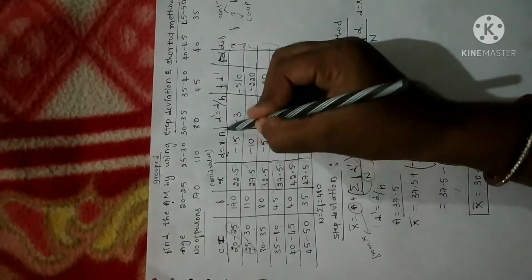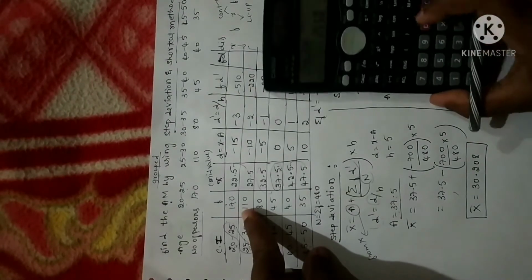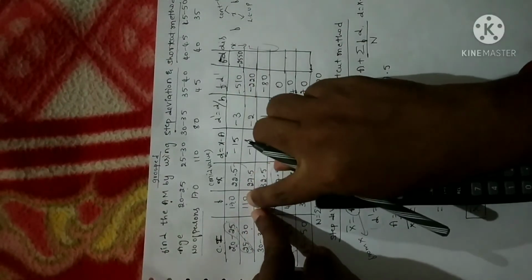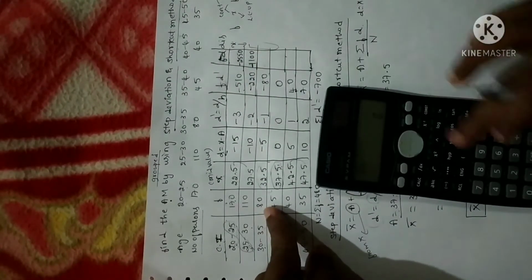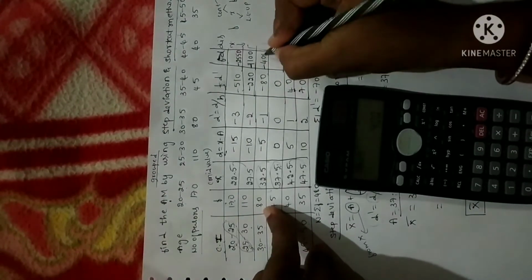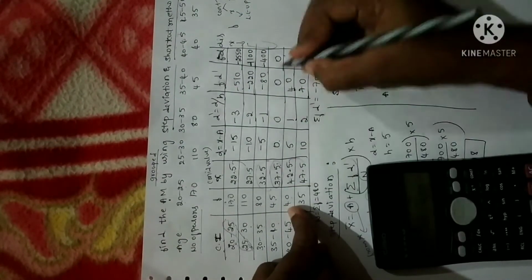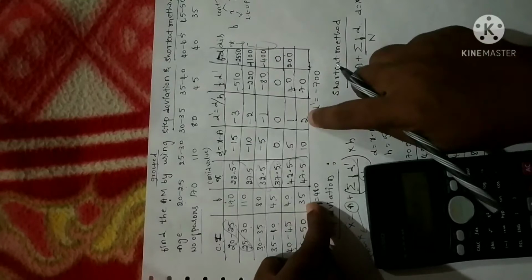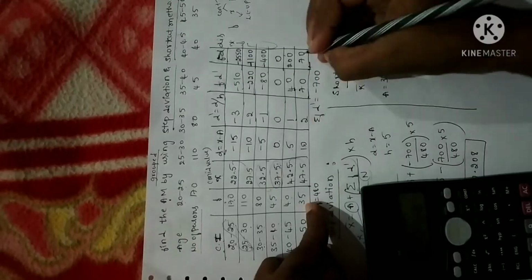F into D, let me multiply F with D. So 170 into 15 will give us 2550, minus 2550. Again 110 into 10, 1100. Minus, again 80 into 5, minus 400. Next, F value is 45, D is 0, so 0. 40 into 5, 200. Next, D is 10, so 10 into 35 is 350.